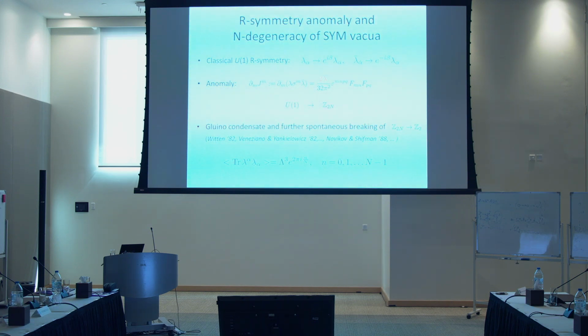But then, as I have already mentioned, at the beginning of the '80s, people realized that this discrete part of the R symmetry is further spontaneously broken by the gaugino condensate here, which was for the first time computed using the instanton calculus by Novikov, Shifman and others in '88. So this is how we get the gaugino condensate, which describes different vacua of this theory.